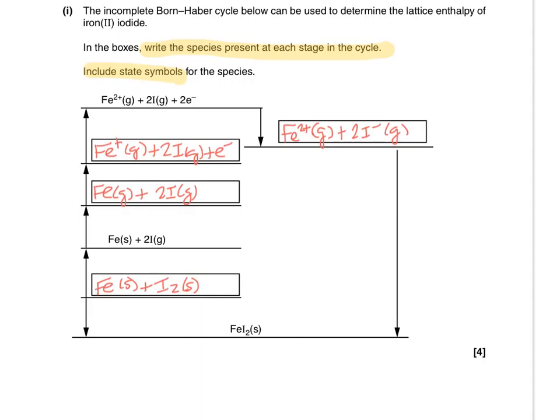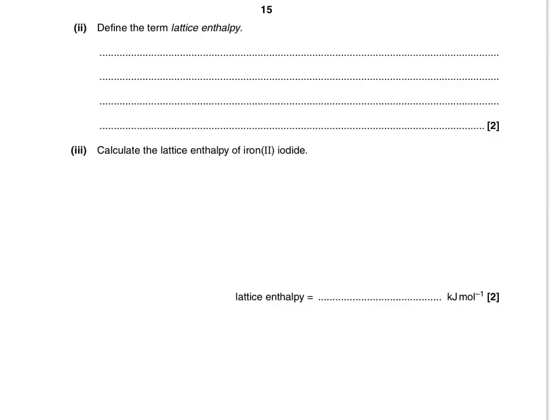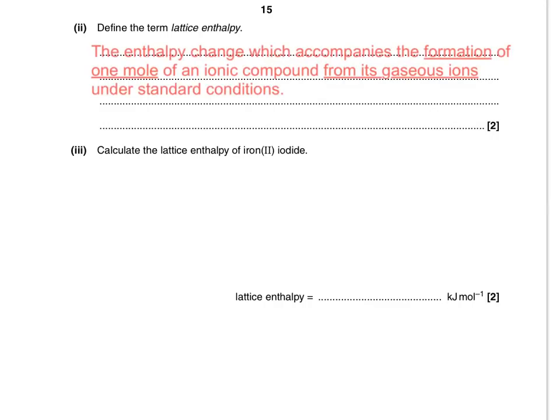So the next part asks us to define the term lattice enthalpy. So the definition should look something like that, but definitely have the 3 things that are underlined in it. So I'm assuming at this point you've got the completed Born-Haber cycle from the previous page.